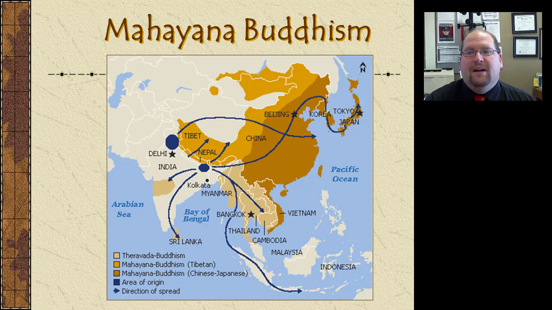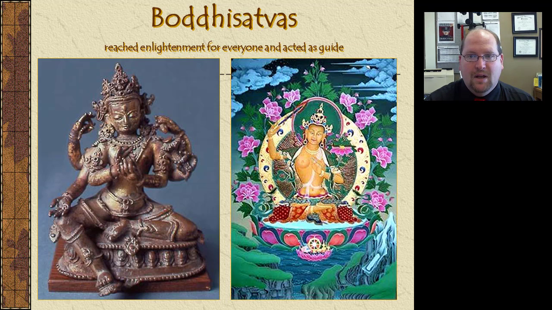Like the Theravada, the Mahayana Buddhisms can trace their history back to Nepal and Tibet. As mentioned, Bodhisattvas are the ones who have reached enlightenment for the sake of everyone and are the guide for those trying to reach nirvana. And here we see some depictions of that.